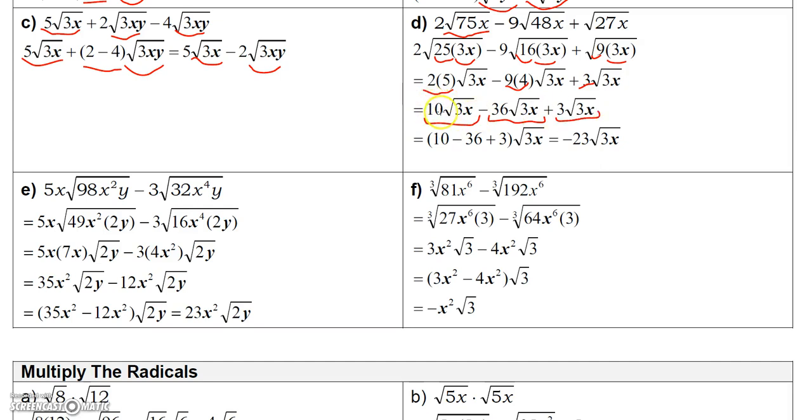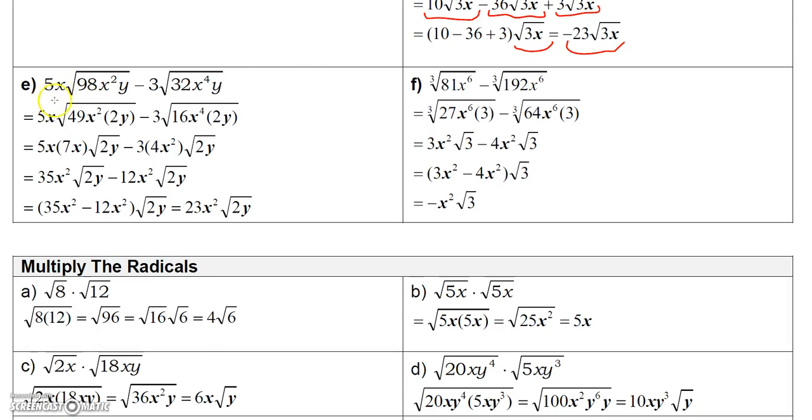And now all your radicals are like radicals, and so we can just factor out the radical and then figure out what 10 minus 36 plus 3 equals, which is negative 23. So we have negative 23 times the square root of 3x.